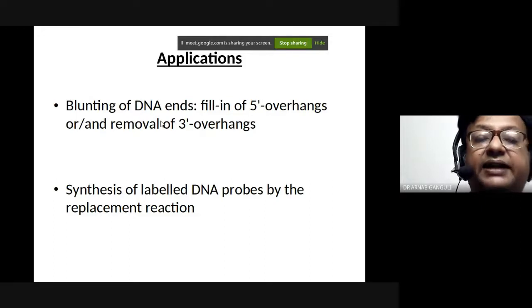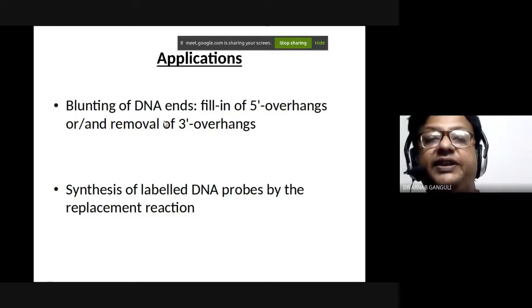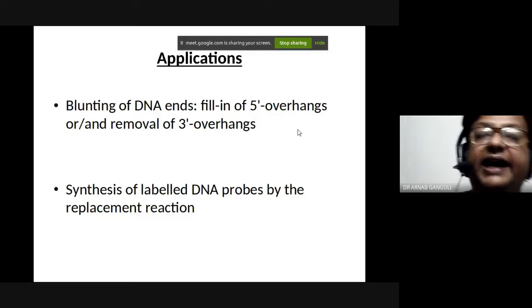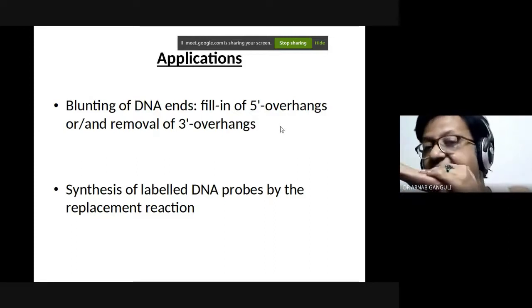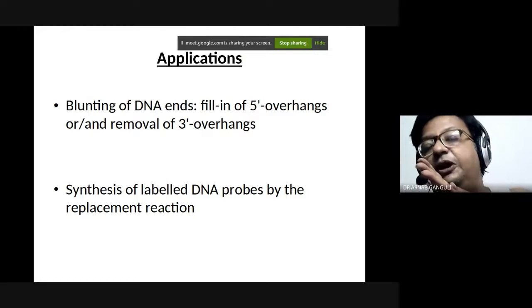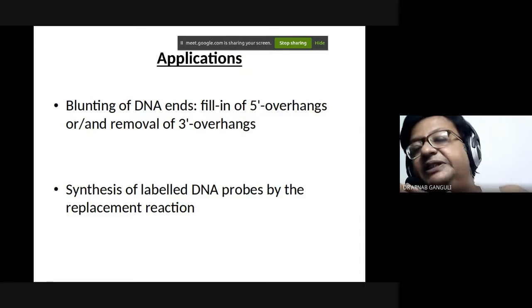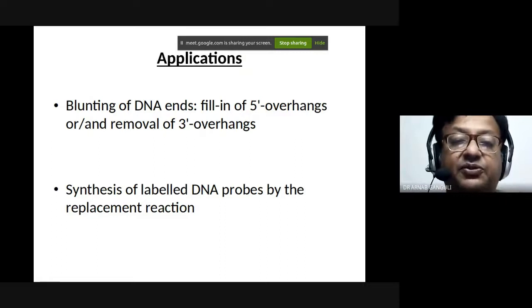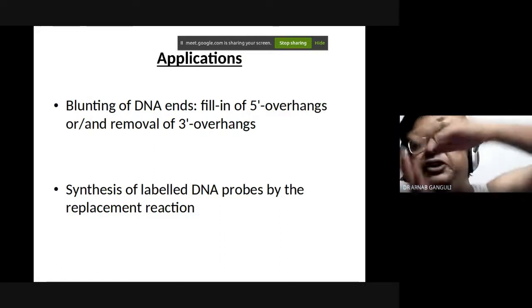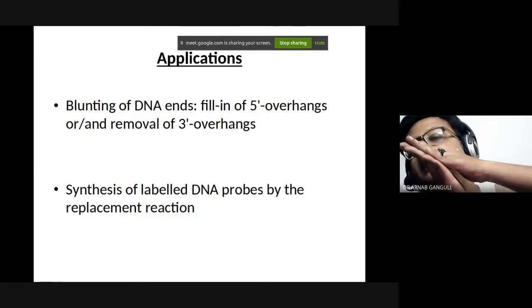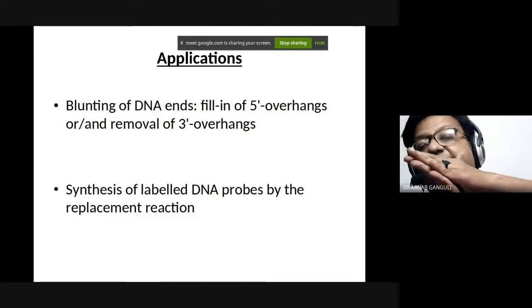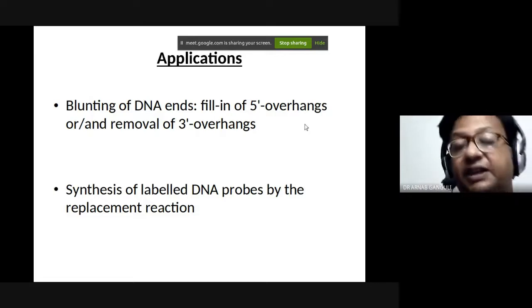It is used to blunt ends of DNA, to fill in 5 prime overhangs. For example, if after a restriction digestion you have a sticky end coming out, the polymerase will synthesize from the 3 prime side and cover up the 5 prime overhang. It will remove the overhang. And if you give radiolabeled nucleotide, the complementary synthesis which takes place will incorporate radiolabeled nucleotides.